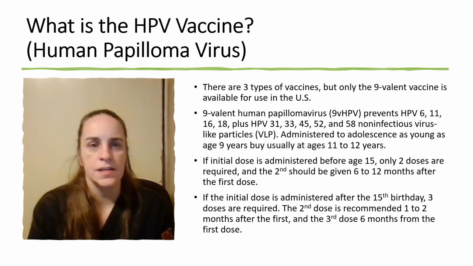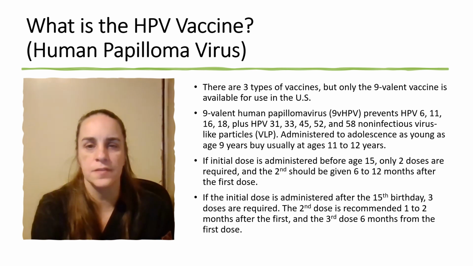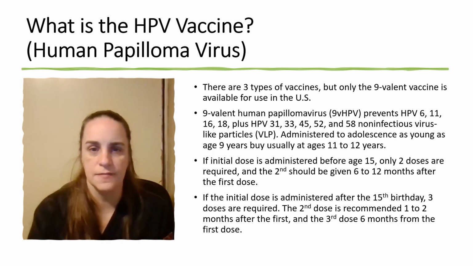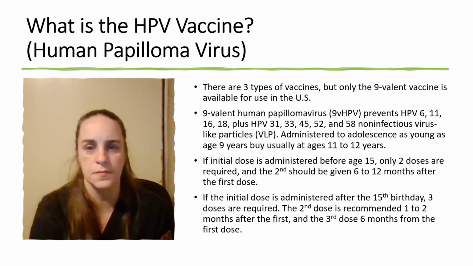The HPV vaccination has 3 types of vaccines, but only the 9-valent vaccination is available for use in the United States. It is administered to adolescents as young as 9 years old, but usually by the ages 11 to 12. If the initial dose is administered before the age of 15, only 2 doses are required, and the second dose should be given 6 to 12 months after the first dose. If the initial dose is administered after the 15th birthday, 3 doses are required. The second dose is recommended 1 to 2 months after the first, and the third dose 6 months from the first dose.